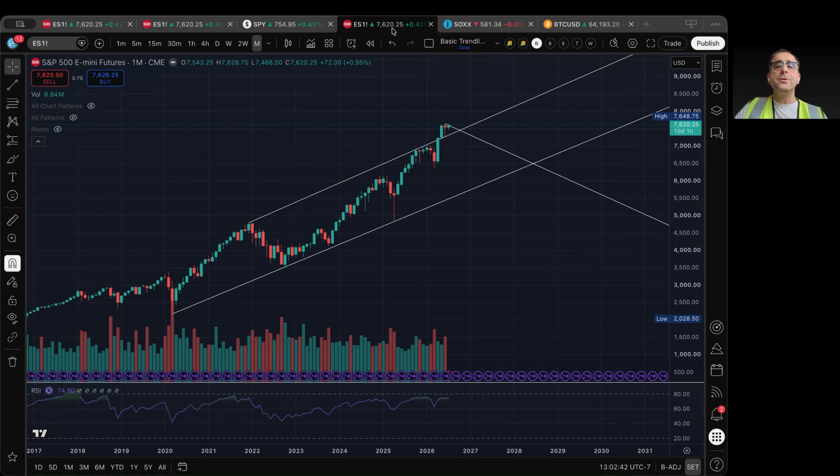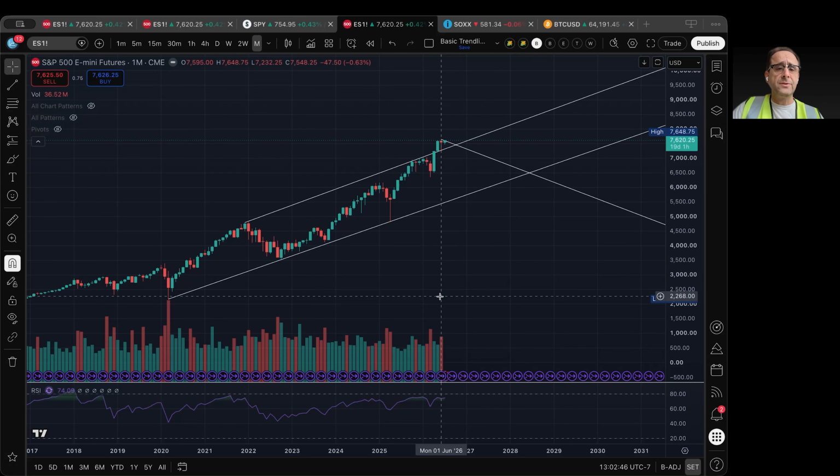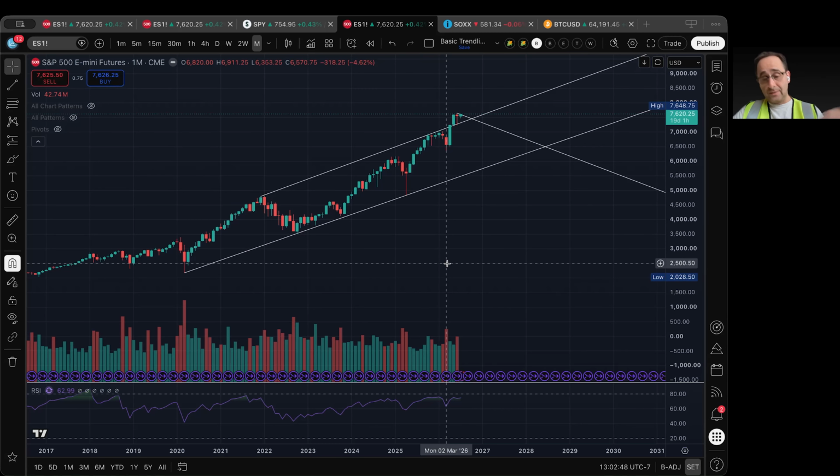Okay, moving on to the E-minis. So this is the S&P futures. Why I watch these is because this is what I actually trade on the daily. So I use something called prop firm accounts, and I trade typically on a 5 to a 15-minute time frame, and I'm trading S&P futures contracts.